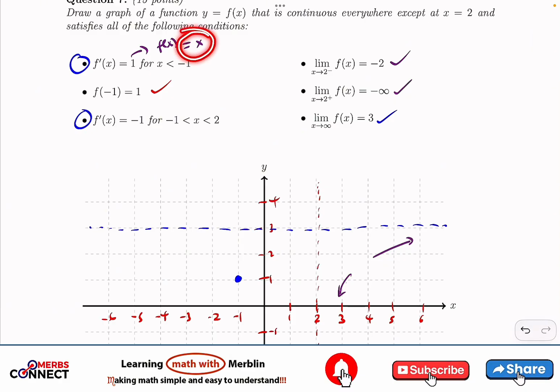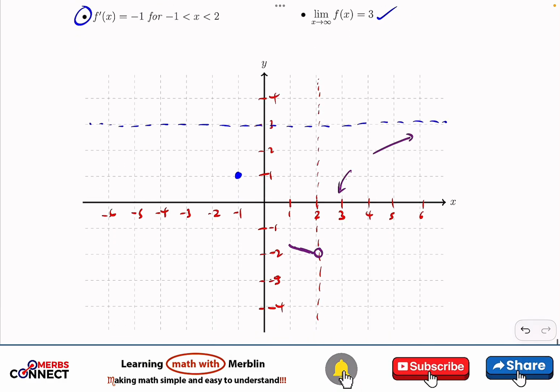So this is my f of x. If I want to plot f of x for x less than -1, then I can pick -2. When x is -2, y will be -2. When x is -3, y will be -3. So now let's look at what is happening here.